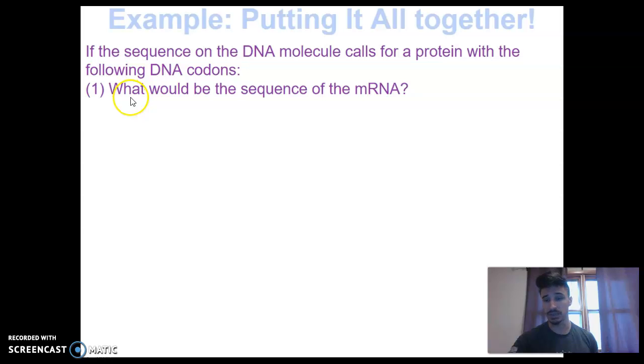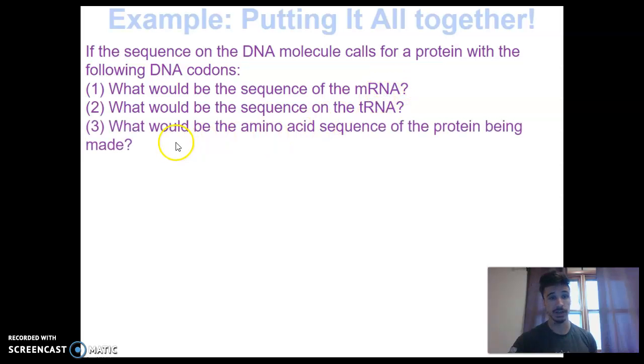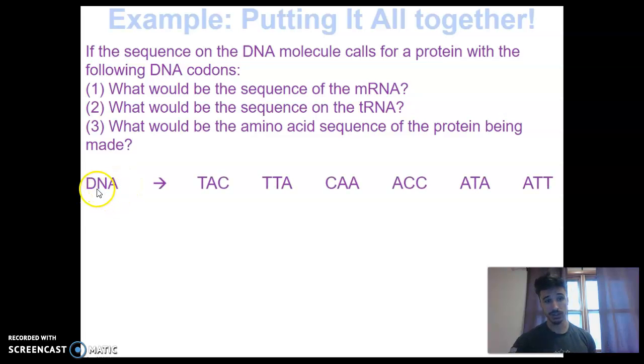What would be the sequence of mRNA? What would the sequence on the tRNAs be that match the mRNAs? Complement, I should say. And what would the amino acid sequence of the protein be? So, we need the DNA strand first. So here's our DNA, and then these are the nucleotides divided into their codons.